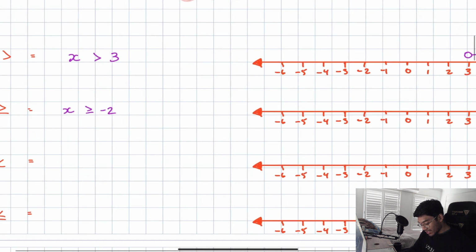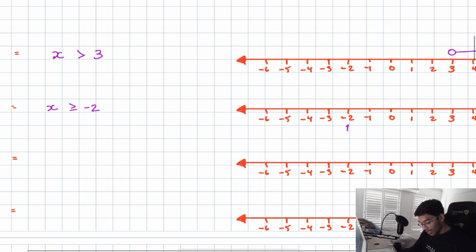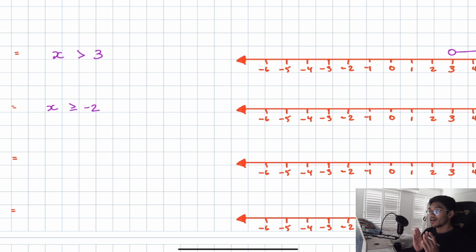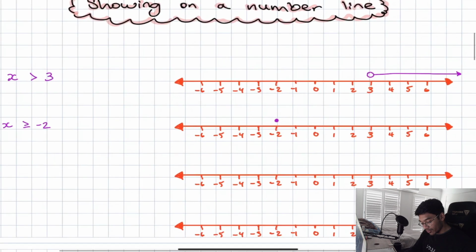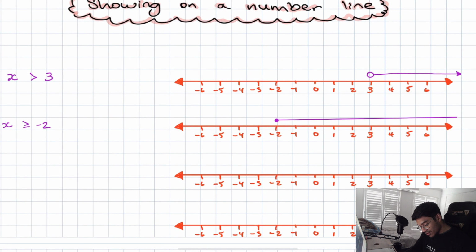Now, what that means is we're going from -2 upwards, but because we have that greater than or equal to, it means we're actually starting from -2. So what we're going to do now is a closed circle. So it's just going to be colored in, a closed circle, and I'm going to do the exact same thing I did before. Draw a line all the way to the end, and then put an arrow.